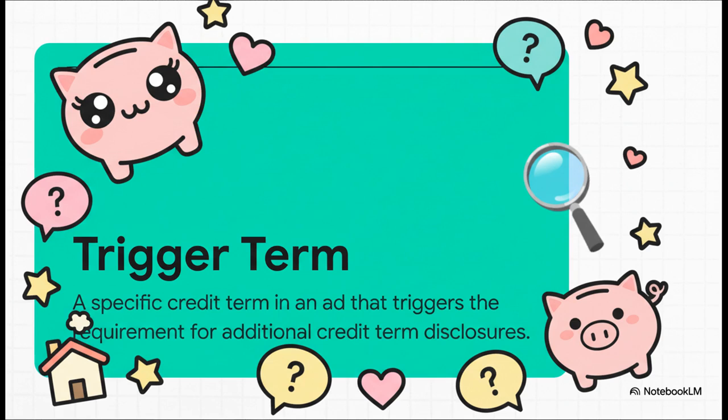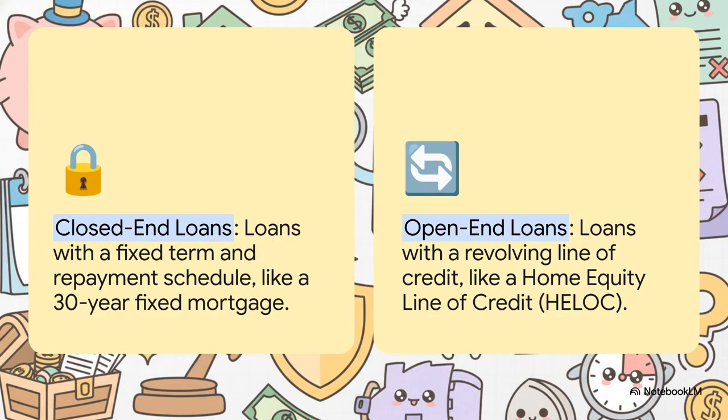You can't just say the trigger term all by itself. You've got to give the full picture. Now, it's really important to know that the rules aren't the same for every type of loan. We have 2 different sets of trigger terms and disclosures. There's one for closed-end loans, like your standard 30-year fixed mortgage, and a whole other set for open-end loans, like a home equity line of credit or a HELOC.